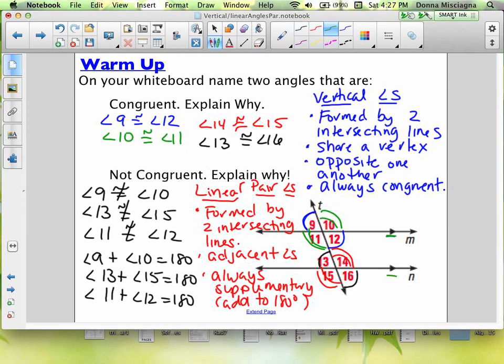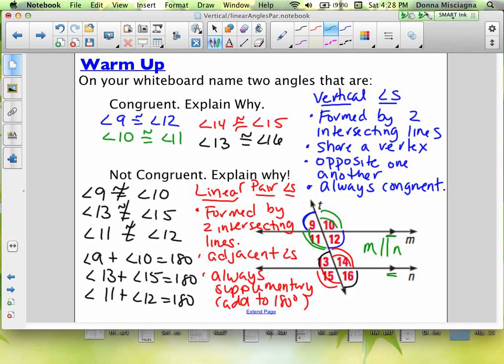But you couldn't see it because it didn't shine. There it goes. There it goes. That arrow there tells us something about our lines. It tells us that line M is parallel to line N. And because those lines are parallel, it tells us some other things about these angles that we're going to learn about in upcoming lessons.